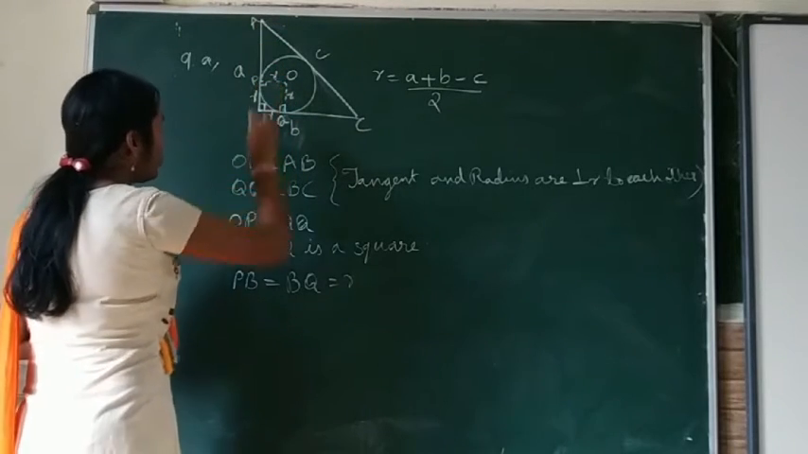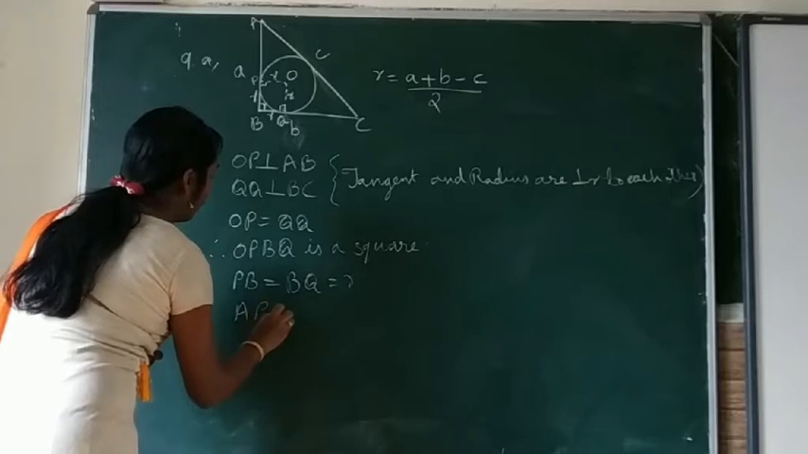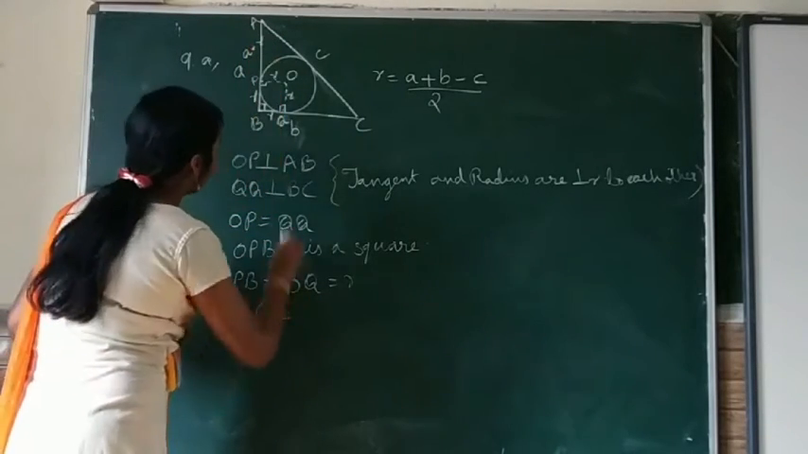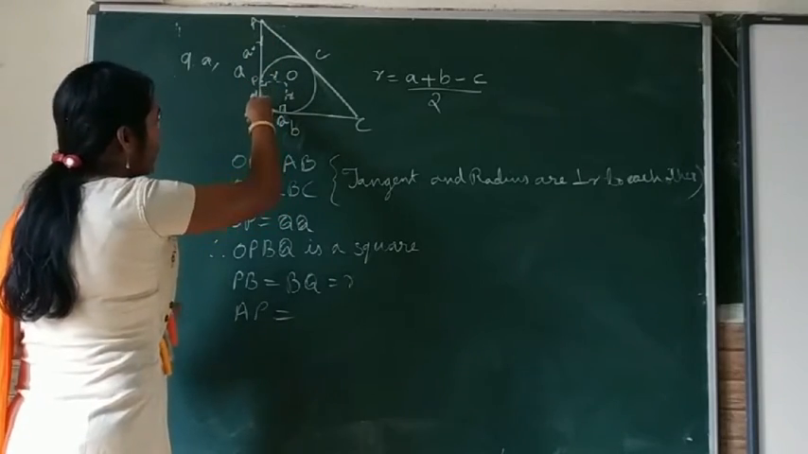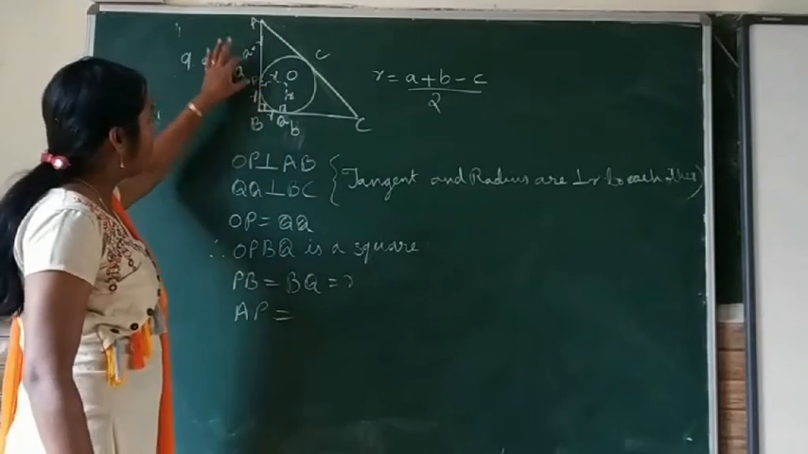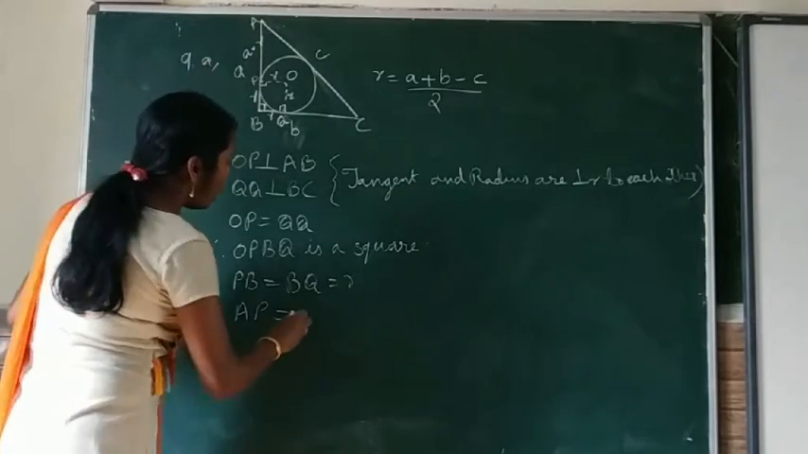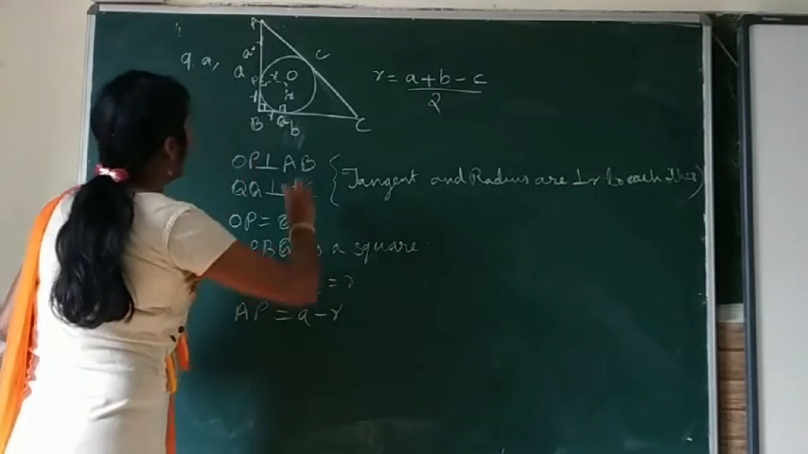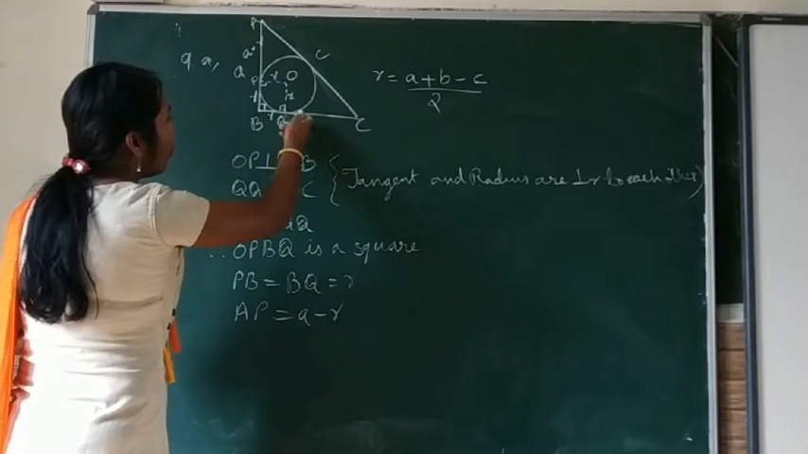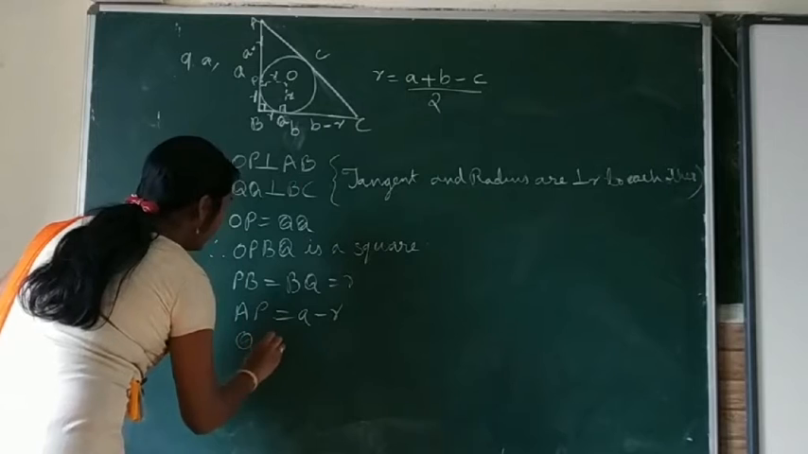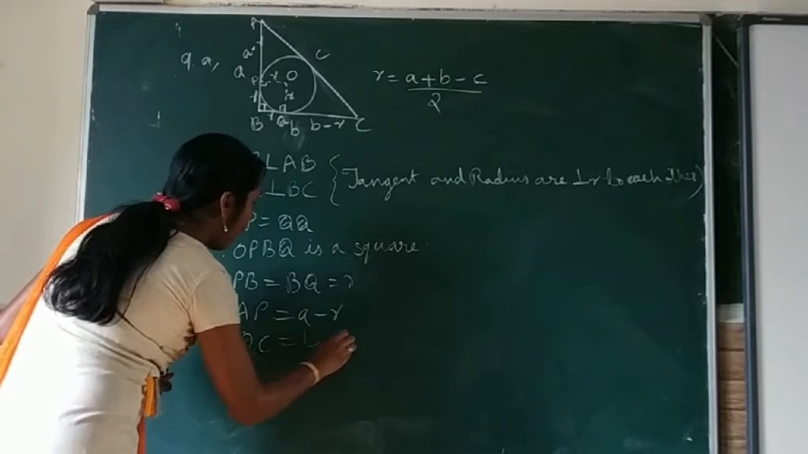AP is equal to A minus R. The total subtracted by R. Okay, AP is equal to A minus R. Similarly, QC is equal to B minus R.